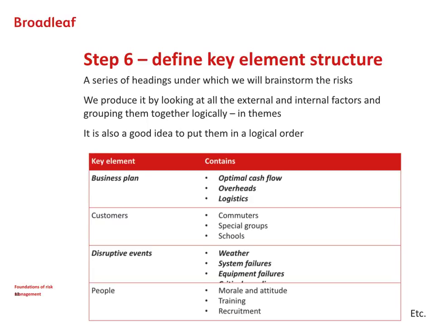Finally, and certainly not least, an important part of this step of the risk management process is to set up a structure that will follow subsequently. This is the structure that we'll use to brainstorm and discover the risks in the next step of the process, and by which we'll group things together. And the way we define this structure is to look at the external and internal factors which we've previously identified and group them together on a thematic basis. We also try and put them in some form of logical order.